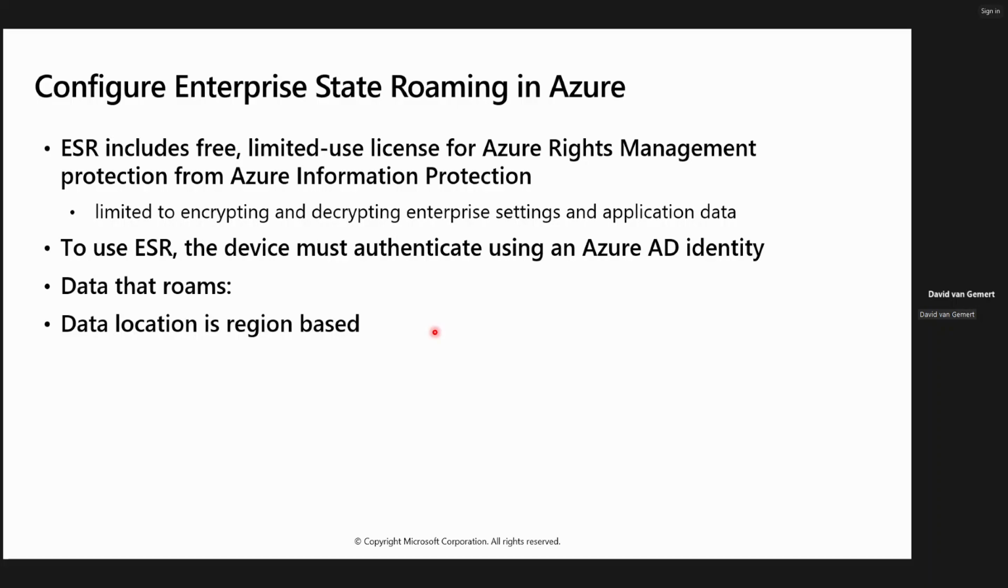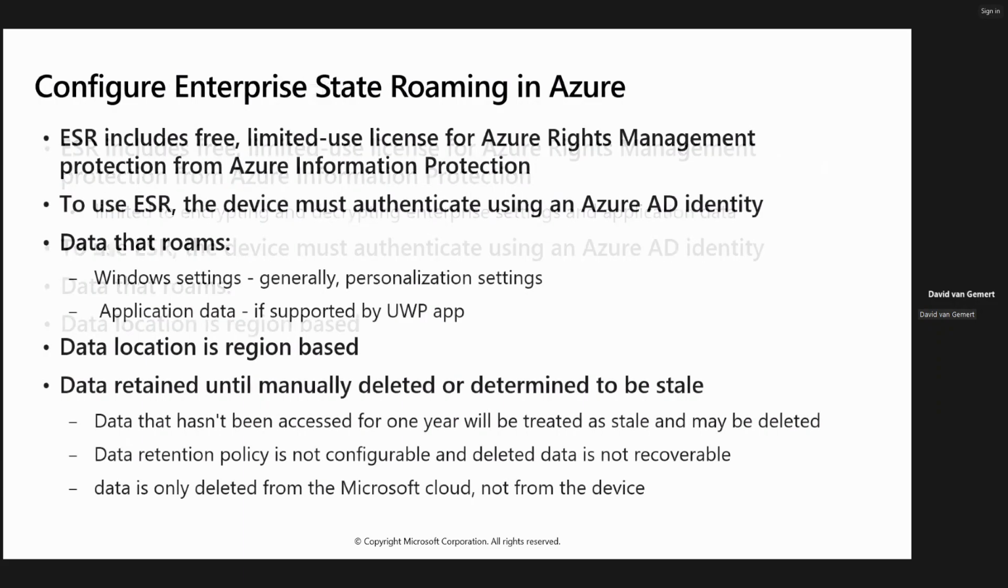Data that roams. Let's go and have a look at the data that roams. In our student book, these slides are not that great. Data that roams, data location is region based, and then they talk more about what data roams. In your student book, if you go down to enterprise state roaming, there's a little diagram showing some of the settings. Under the diagram, they mention that enterprise state roaming syncs settings across Azure AD joined devices and provides users with the same experience across their devices.